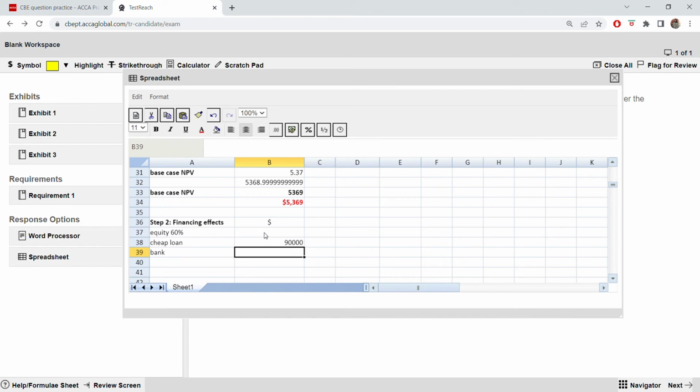So equipment is 60% of the cost, right? Which is 450,000. We know that 450,000 is the total cost. Out of that, 60% if you take, it will be 270,000. Now, if you want to work it out like this, this multiplied by 60%, 0.6, 270,000. And the balance if you want to find out.